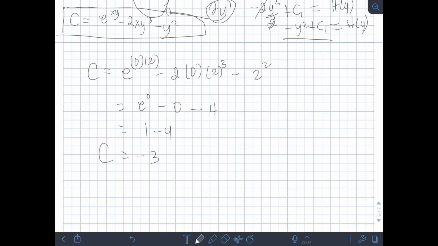So, therefore, the particular solution is e raised to xy minus 2xy cubed minus y squared is equal to, the constant we solved, negative 3. Okay? So, that's how to solve an exact DE.